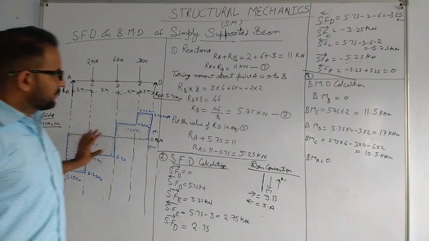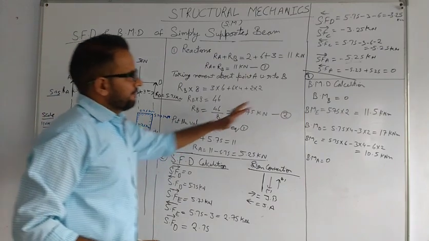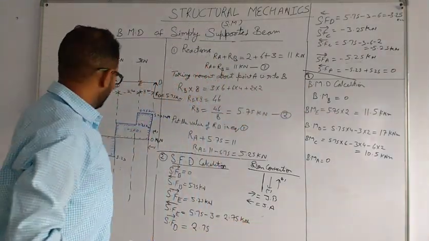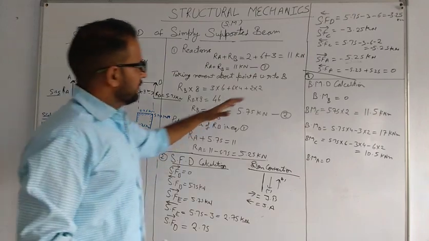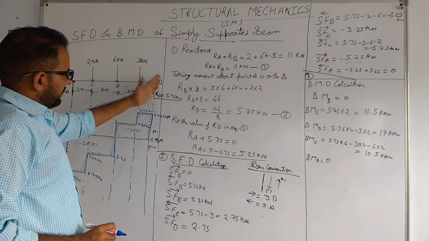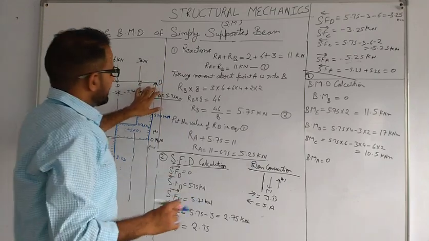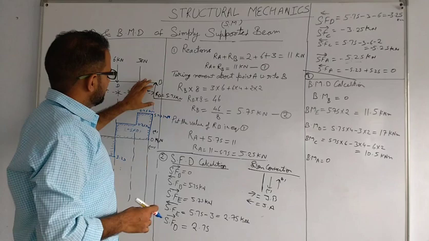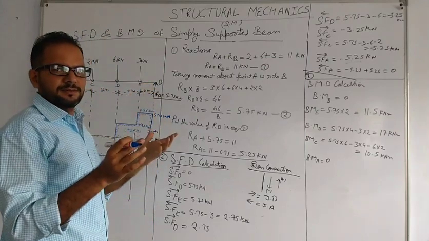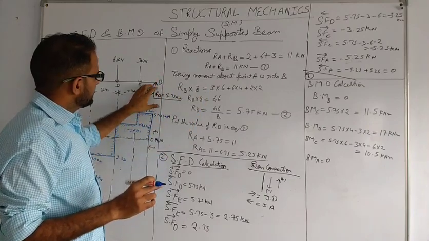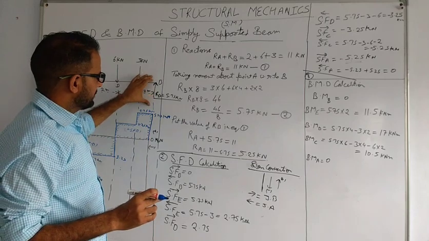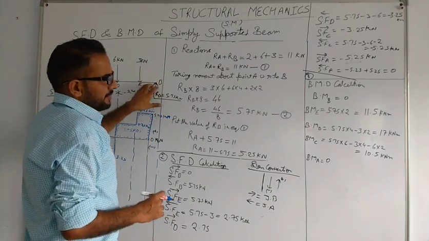Now we will calculate the bending moment at different points, and then we will draw the bending moment diagram. Again we will start from the right side of the section, from the right side of the support. Bending moment at point B is 0. Bending moment is the load and the distance from that particular point. Here at point B, the load is working and the distance is 0, so bending moment at point B is 0.